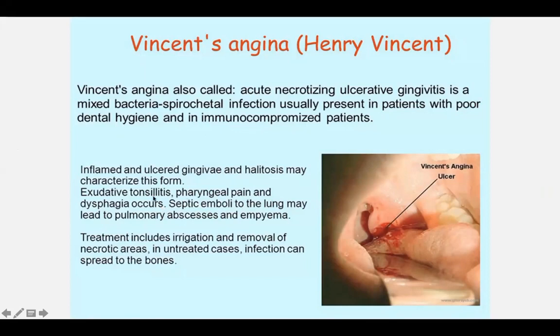One of the major complications of Vincent angina is septic emboli to the lung, leading to pulmonary abscess and empyema. Empyema is also pus, right? Treatment first includes local treatment, irrigation and removal of the necrotic tissues of the gingiva and related alveolar bone and teeth. And then we can give oral metronidazole, because in untreated cases, infection can spread to the bones.